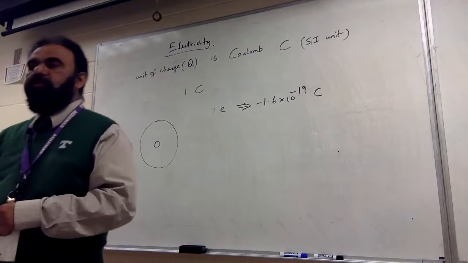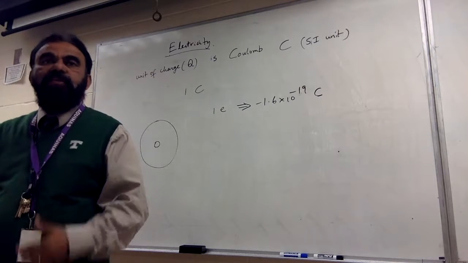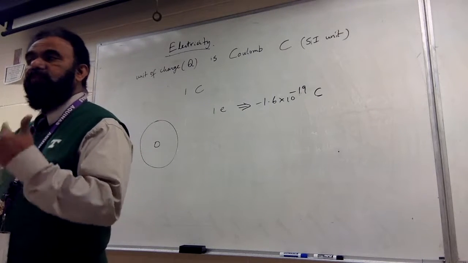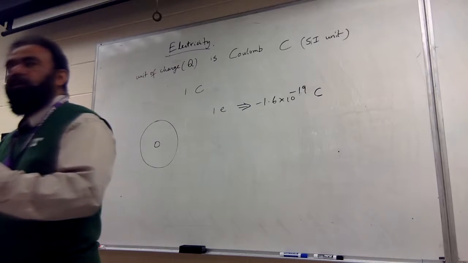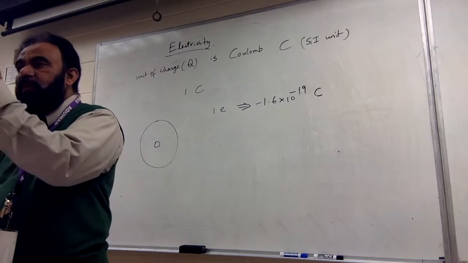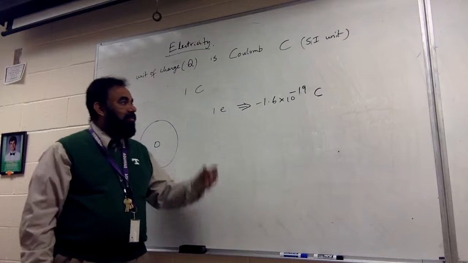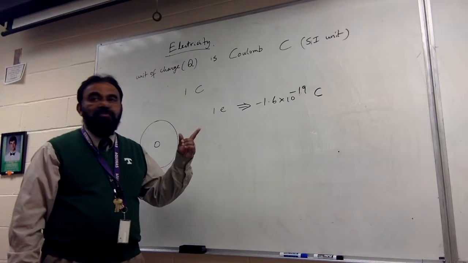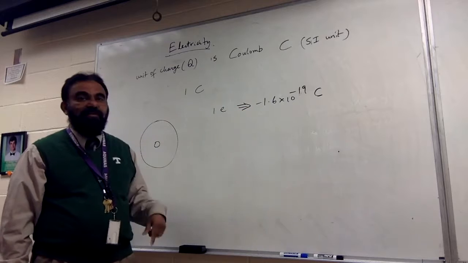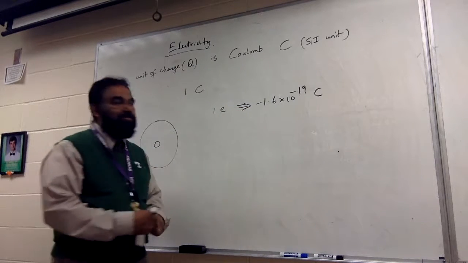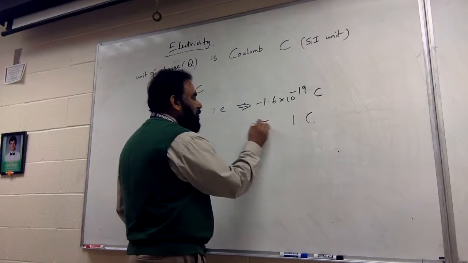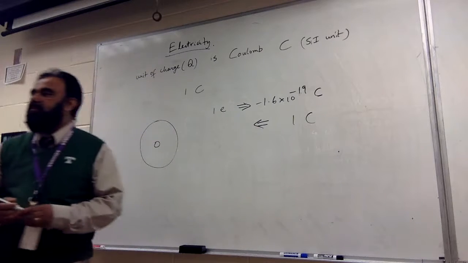He came to the conclusion by studying hundreds of drops, and he found that all the answers he got for the charge of the oil drop were multiples of a very basic number, which is this. So 1 coulomb is not a small charge. You can see that one electron is this many coulombs. So what is 1 coulomb equal to? How many electrons is this?